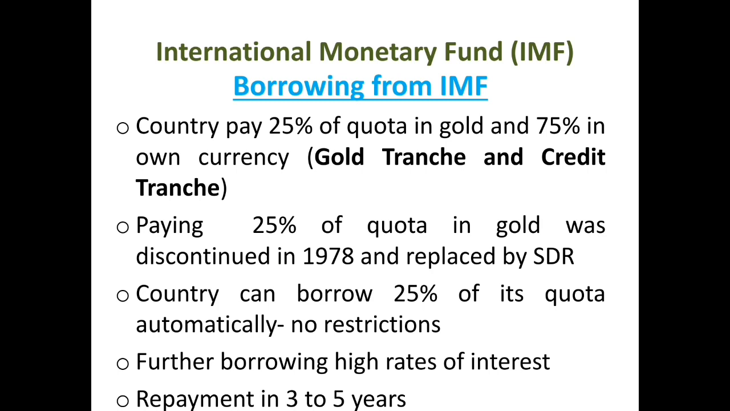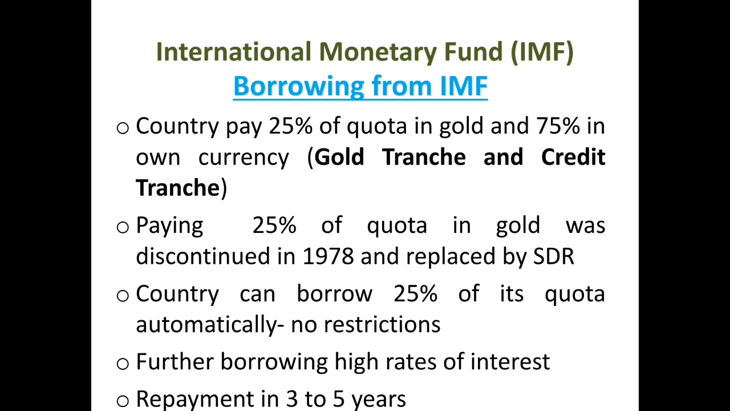Every country must pay 25% of its quota in gold and 75% of its quota in its own currency to the IMF. It's popularly called the gold tranche and credit tranche. But paying 25% of the quota in gold was discontinued in the year 1978. It was replaced by special drawing rights, SDR. We're going to examine the SDR.